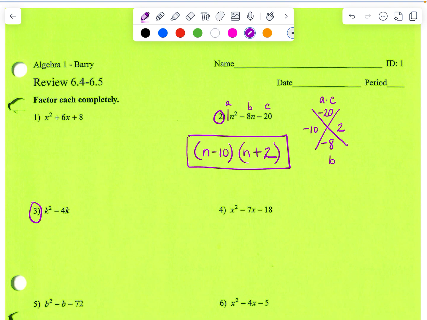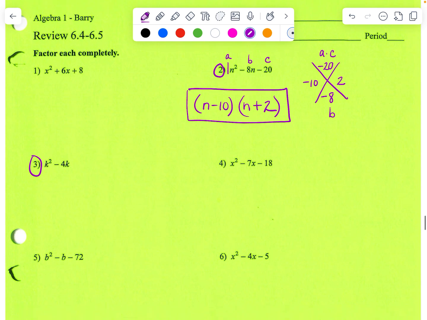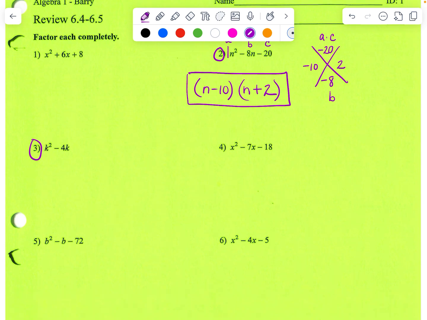Now I want to do problem number 3 with you because this is the first time that we have not seen a c in our problem. So when we go to make the x and we're trying to do a times c at the top, there is actually no constant. Remember, c is that constant on the end that doesn't have a variable, and there isn't one. So we're going to put +0, because if it's missing, it must have been +0. Our a is missing, but it is an invisible one. So our a times c is going to be 1 times 0, which is just 0.